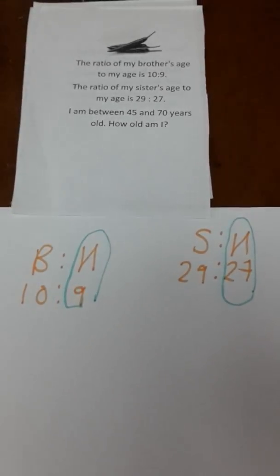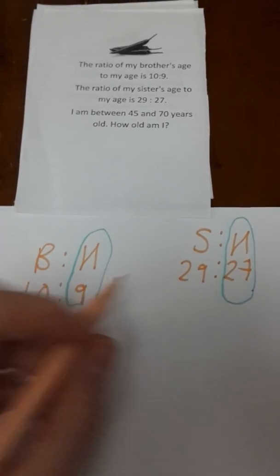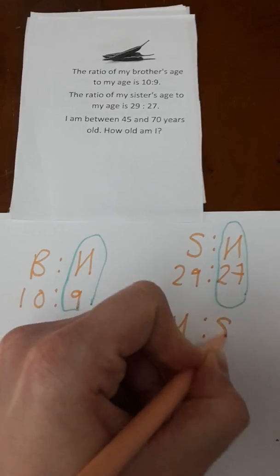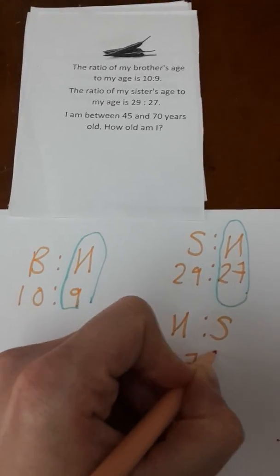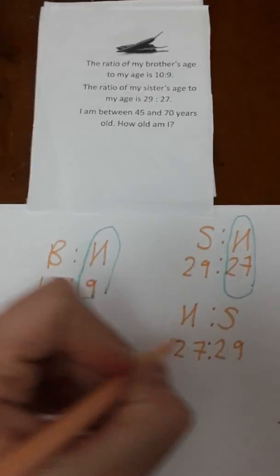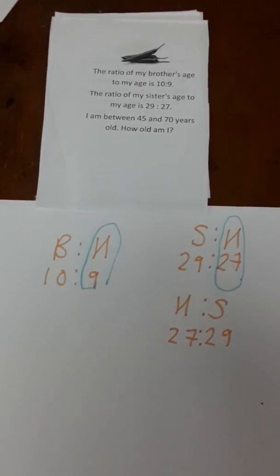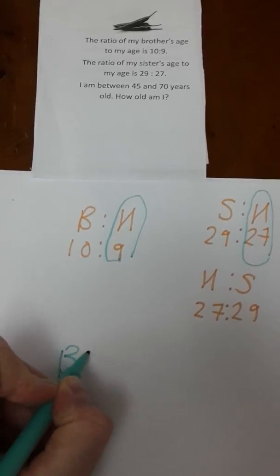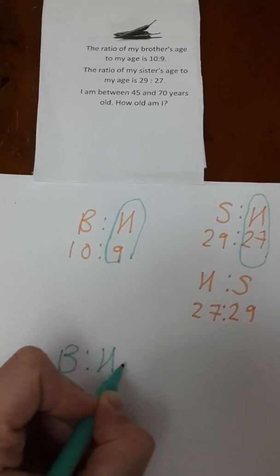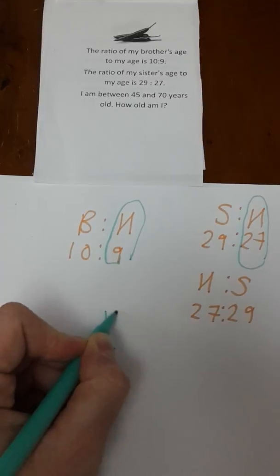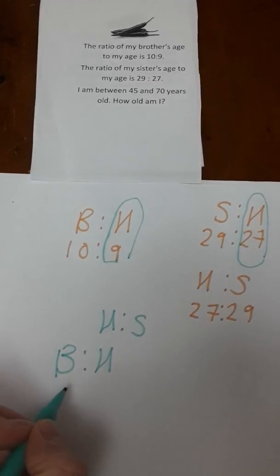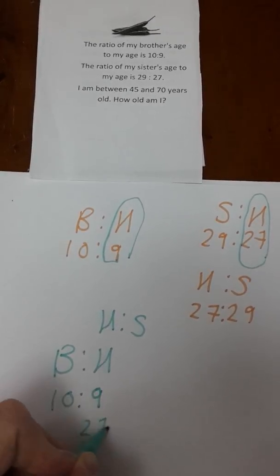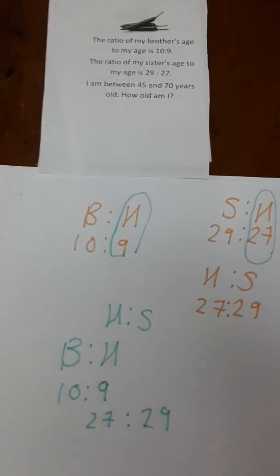Now to help me, I'm going to flip this one over the other way, so it's actually him to his sister, just because in a second that's going to make it a lot easier to work with. So now I have his brother to him, and then him to his sister. So we have 10 to 9 and 27 to 29.